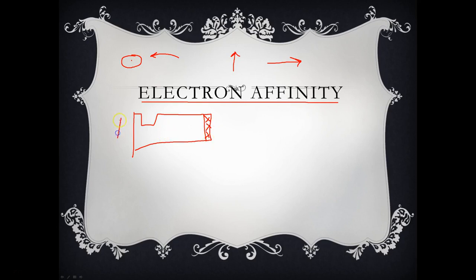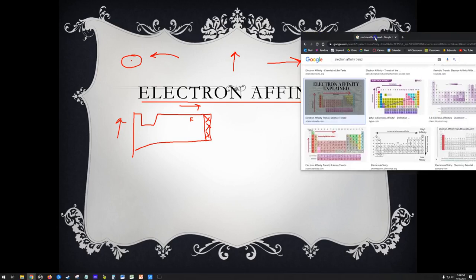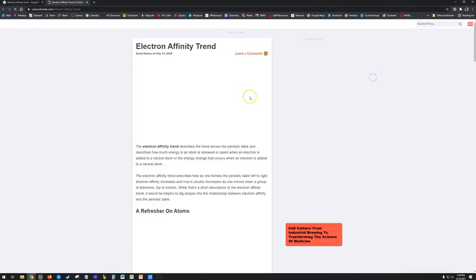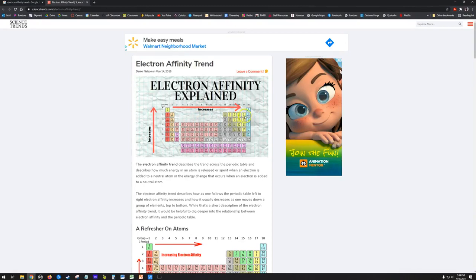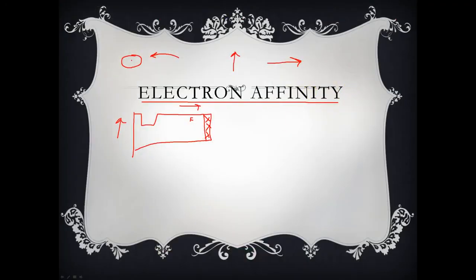Other than that, it increases up and to the right, and so you might expect the element that has the highest, you might expect fluorine to have the highest because it is the furthest up and to the right of the periodic table, right? If we look at our periodic table here, see, fluorine is the highest other than the noble gases, so we might expect fluorine, but actually chlorine has the highest. And there's an interesting thing about that.